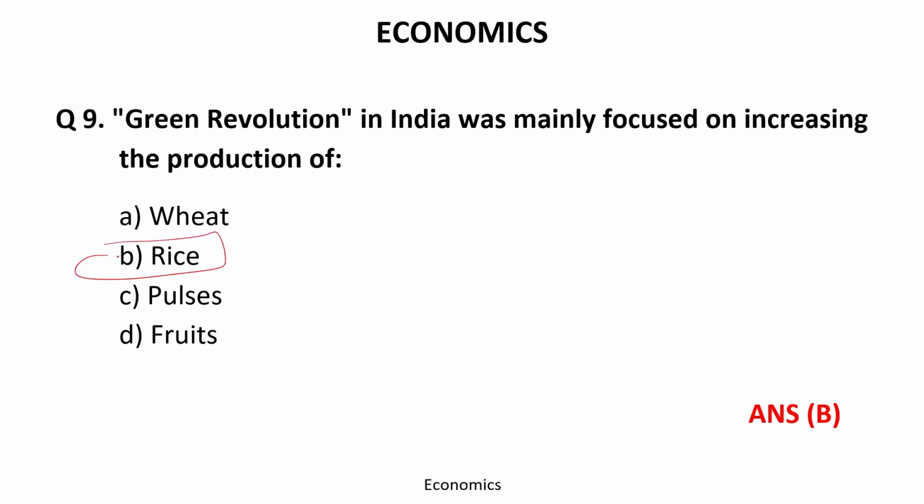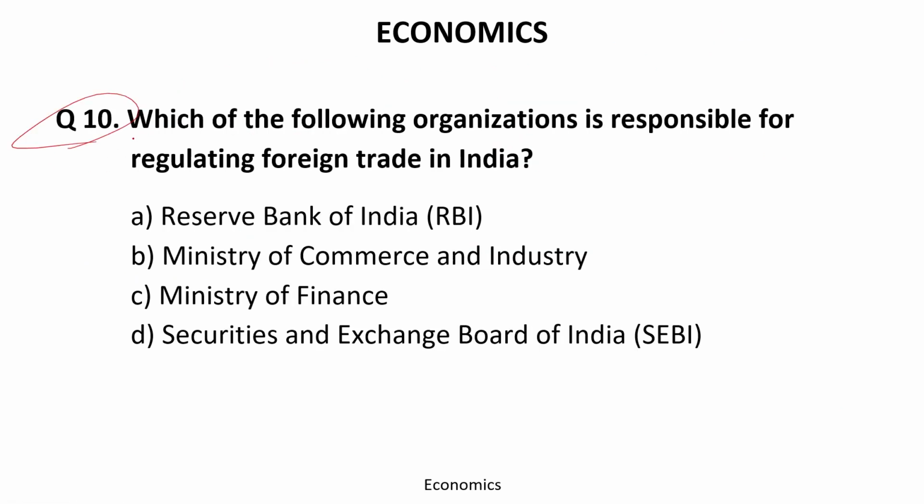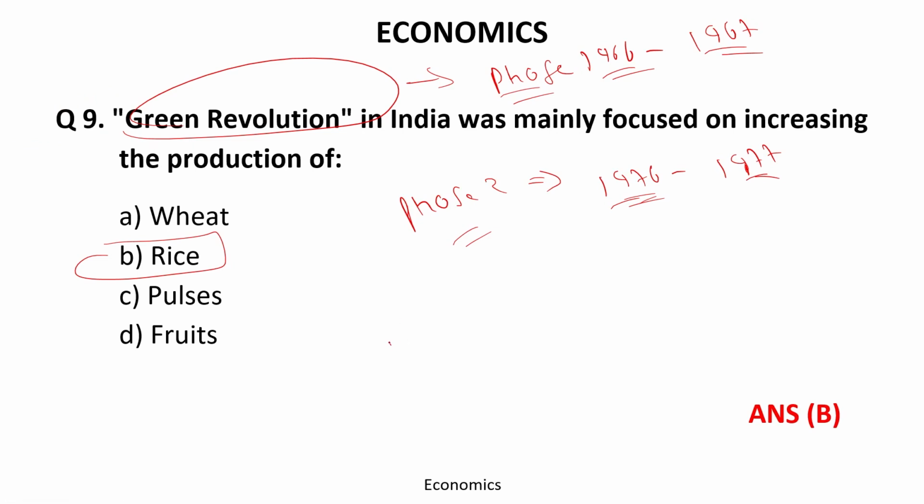Rice. Okay. So the Green Revolution was done in two phases. Phase 1 was from 1966 to 1967. And then phase 2 started from 1976 to 1977. So there were two phases of this particular Green Revolution. Now 10th question we have. Who is the father of Green Revolution in India? It was M.S. Swaminathan.